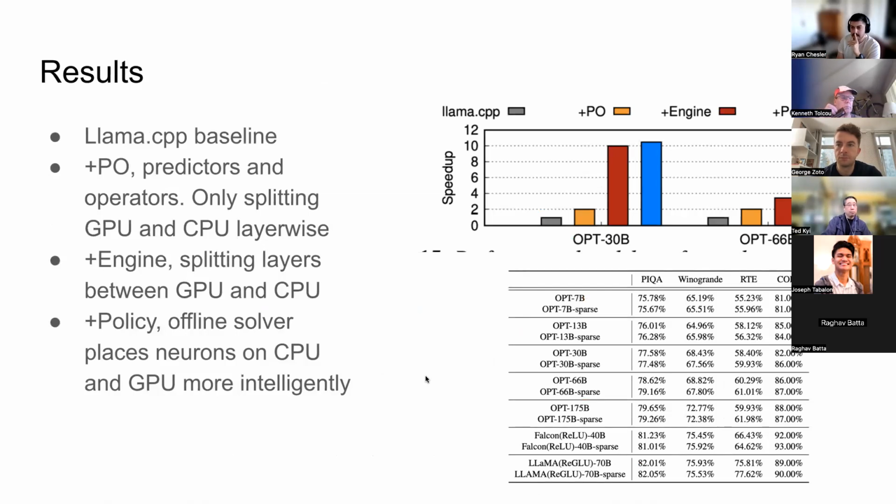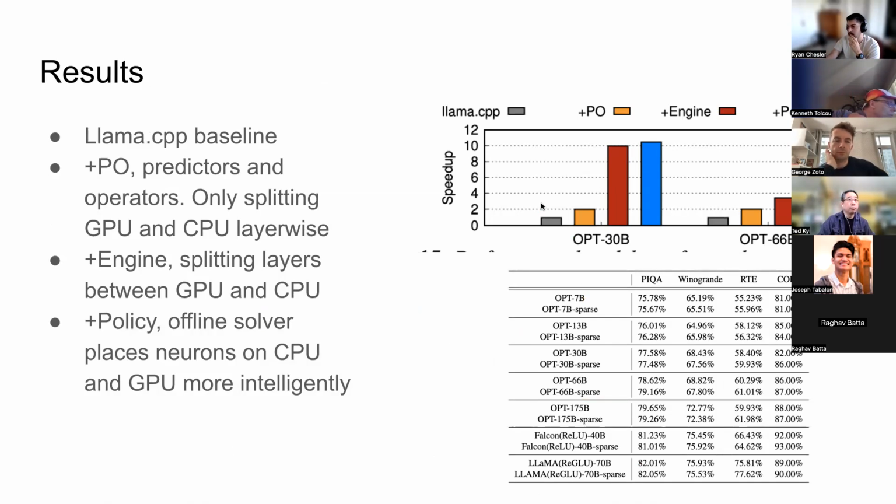So all of those pieces together, we have the sparse operators, we have the hot neurons and cold neurons, and we have the policy determining how we split those up between CPU and GPU. Then they kind of pieced it back together one by one to figure out which of these actually gave us the biggest speedup, like what is the gain that we get from doing these things.